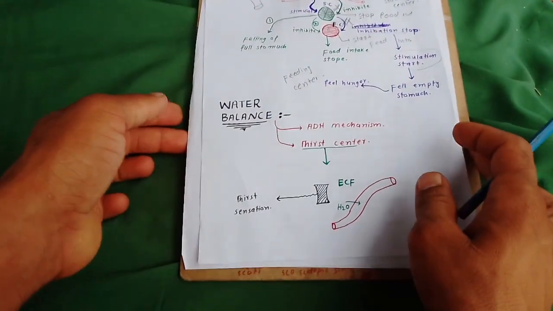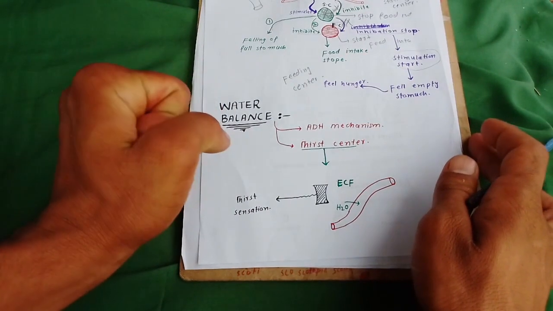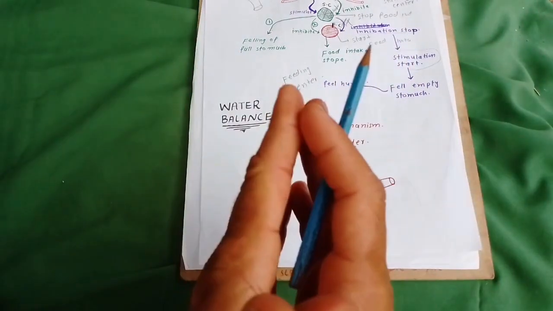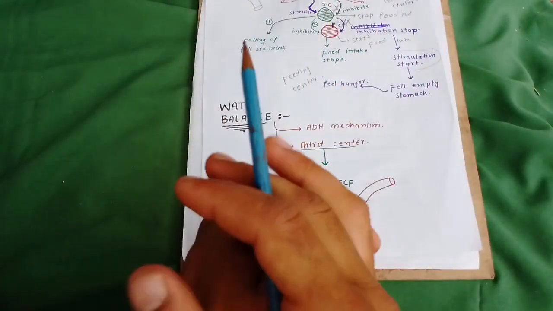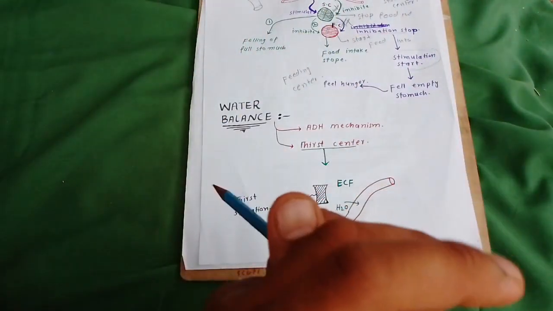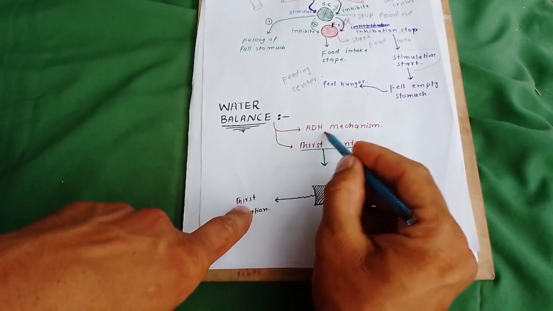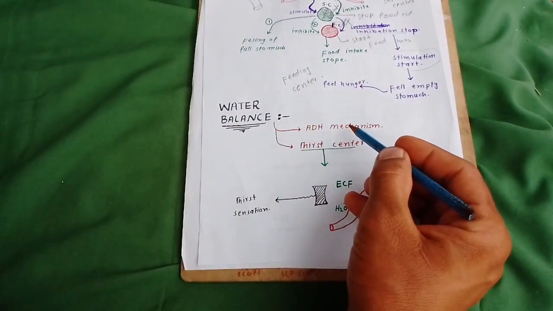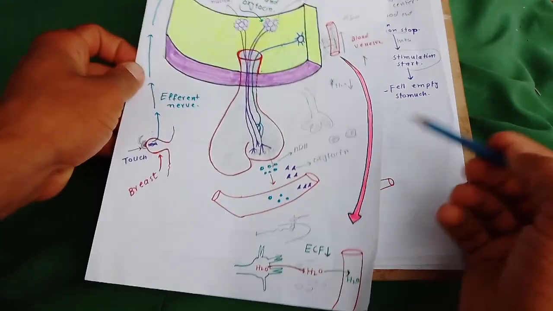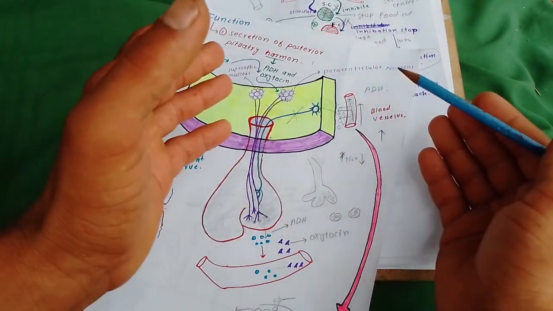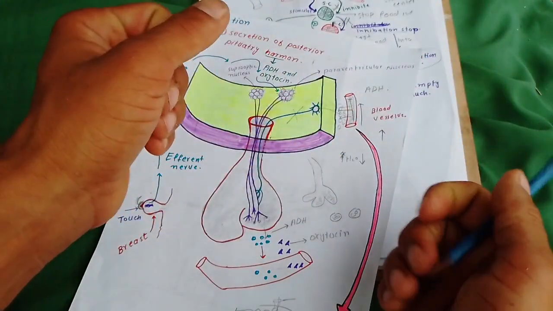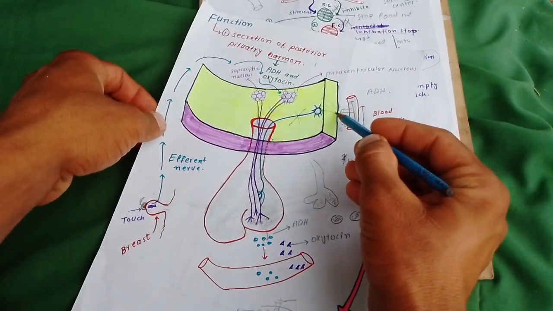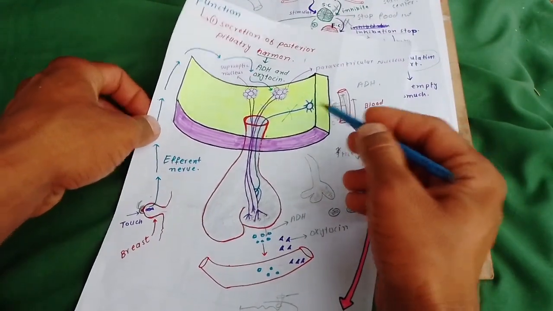Another function is water balance. The hypothalamus regulates our body water level by two mechanisms. The first is the ADH mechanism, which is discussed here. When blood water level goes down, this phenomenon occurs. This is discussed later.